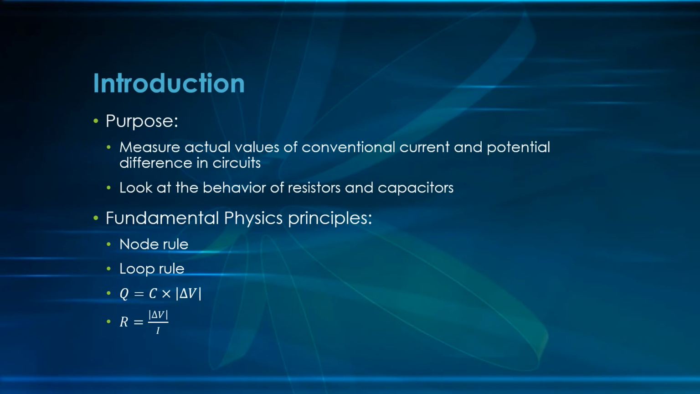The purpose of this experiment was to measure the actual values of conventional current and potential difference in circuits, as well as looking at the behavior of resistors and capacitors. The fundamental physics principles included the node rule, which is that the current is the same throughout an entire circuit, and the loop rule, which is that the potential difference of a loop of a circuit is equal to 0. There are also two equations we use, which are the capacitance and resistance equations shown at the bottom.